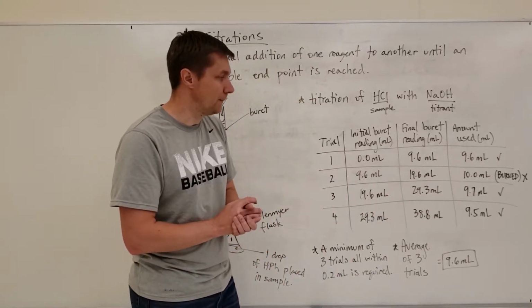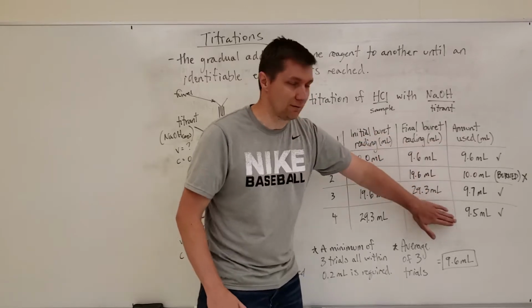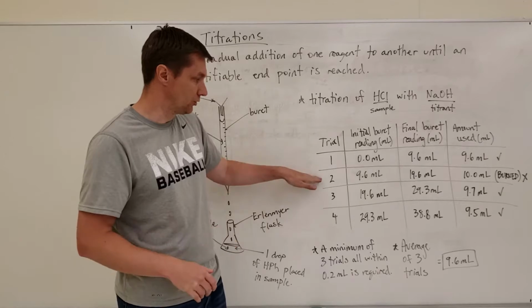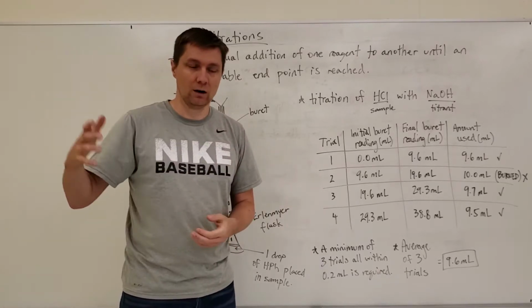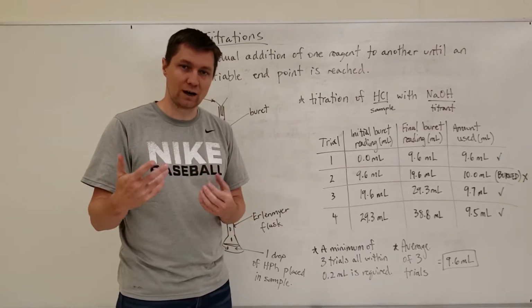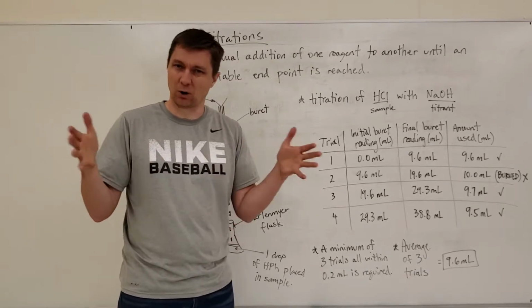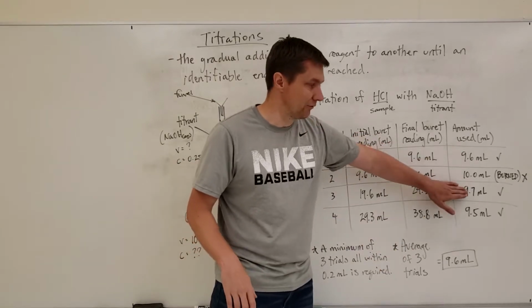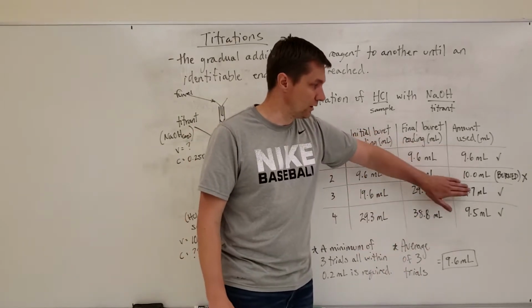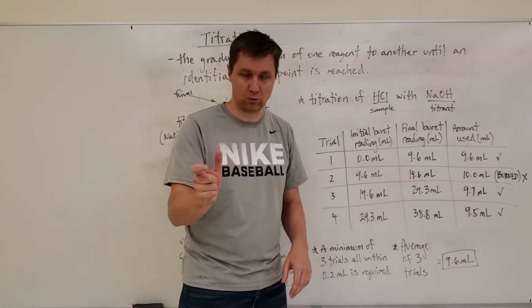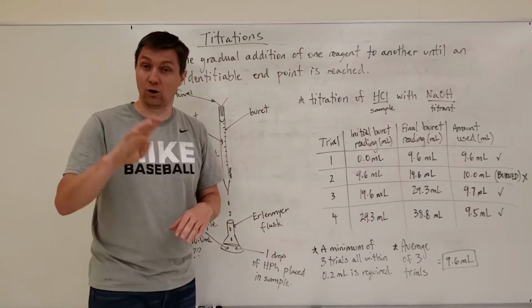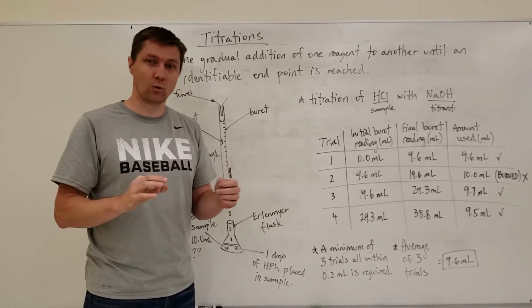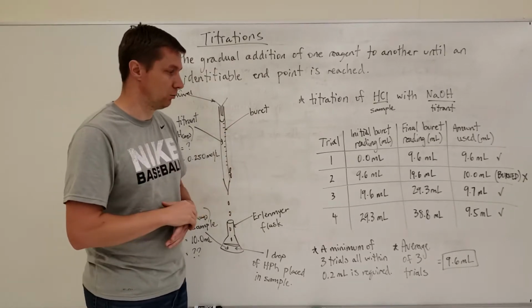You can see that trials 1, 3, and 4 are the 3 trials that are within 0.2 milliliters of each other. Trial number 2 was a little bit more. It wasn't within that 0.2 range, so we considered that trial burned. It's not a trial that we use in our average calculation. We're only going to average, and that's really important, the trials that are within 0.2 milliliters. If you had all 4 trials within 0.2, great. If you only had 3 of the 4, then you only average the 3 that are within 0.2 milliliters.